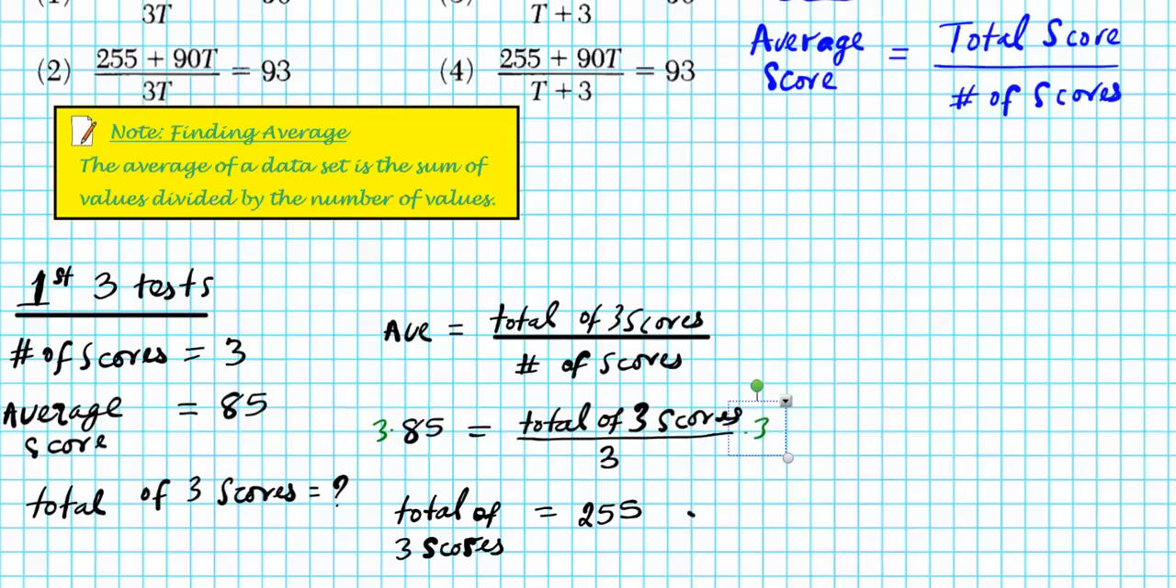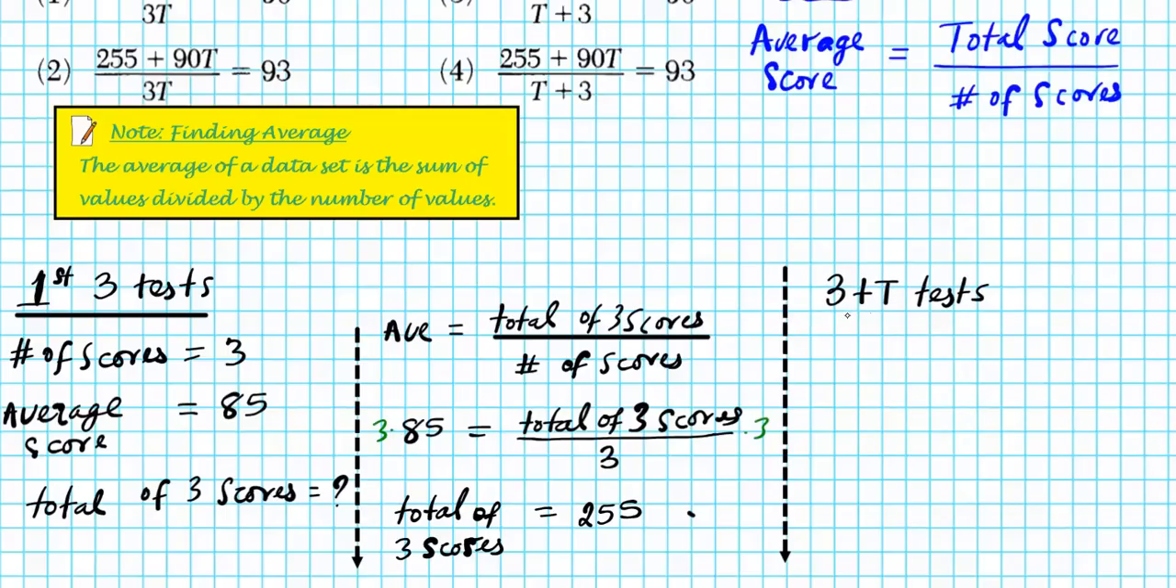Let me divvy up my workspace here. Now, the second scenario has to do with all the remaining tests, all the tests that she took that semester. Remember, she took 3 tests and then she took T more after that. Those are the number of scores that are left at the end of the semester. So how do we title this? We can call this 3 initial plus T tests.